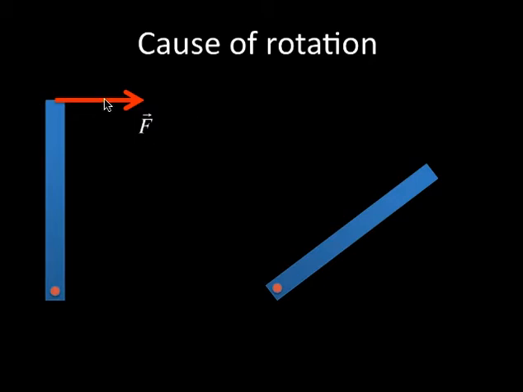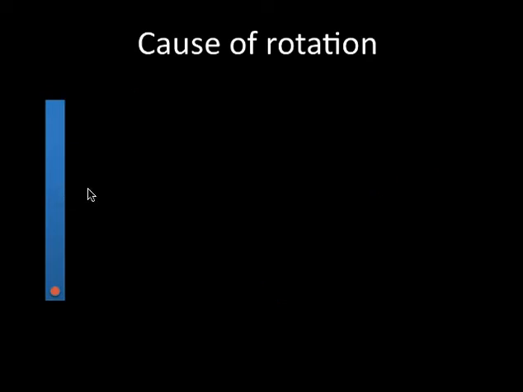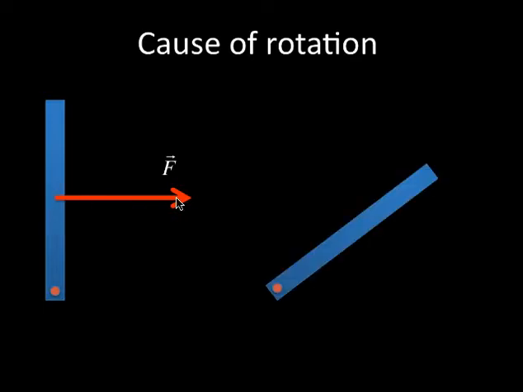Think, what if I applied this force somewhere other than at the very end? Think about opening the door. If you are pushing the door and you push at the end of it, it's easier versus if you try to push it in the middle. So if I had the force applied over here, I would have to apply more force to achieve the same rotation. There is a reason for it.